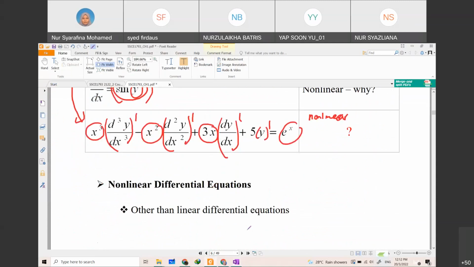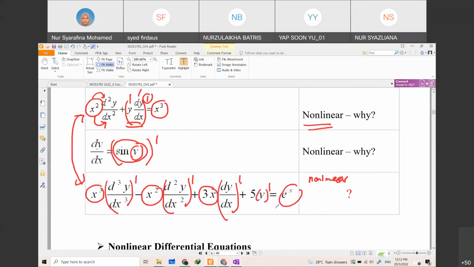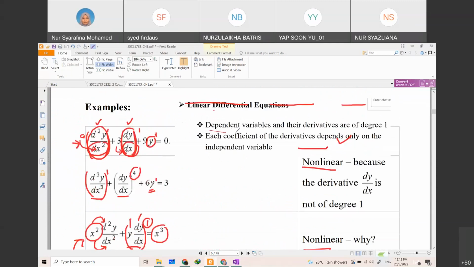Okay, and then other than that, they are all non-linear. Other than what? Other than this item. Dependent variable and their derivative are of degree one, and each coefficient of the derivative depends only on the independent variable.